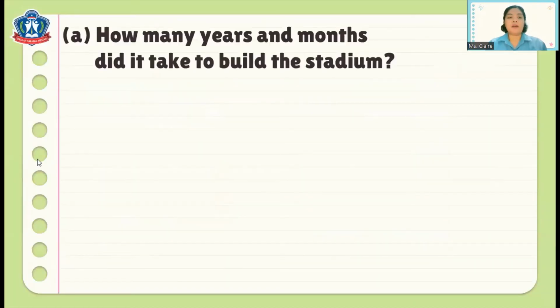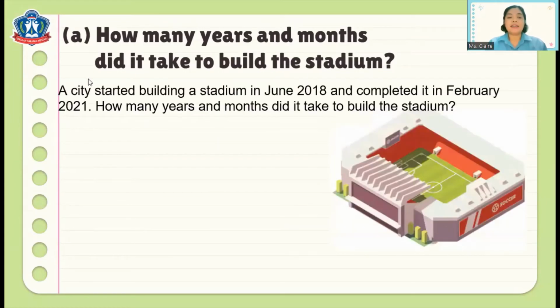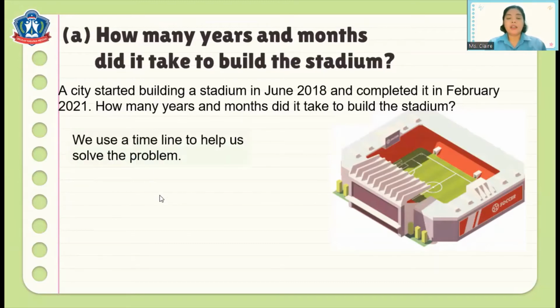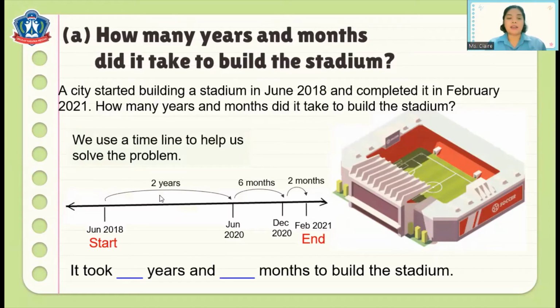Okay, I have here a problem. How many years and months did it take to build the stadium? A city started building a stadium in June 2018 and completed it in February 2021. How many years and months did it take to build the stadium? We can use a timeline to help us.